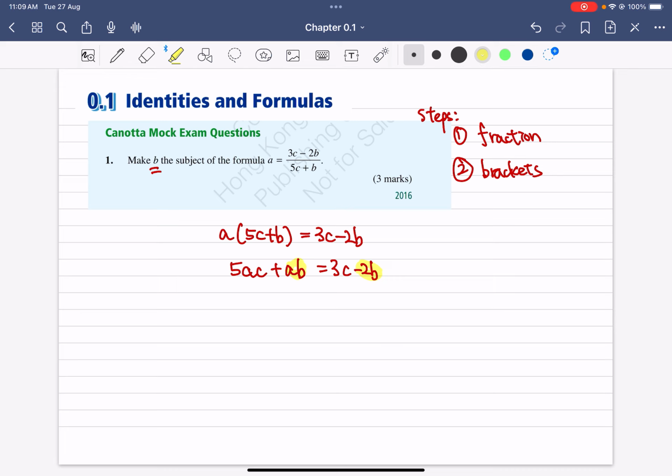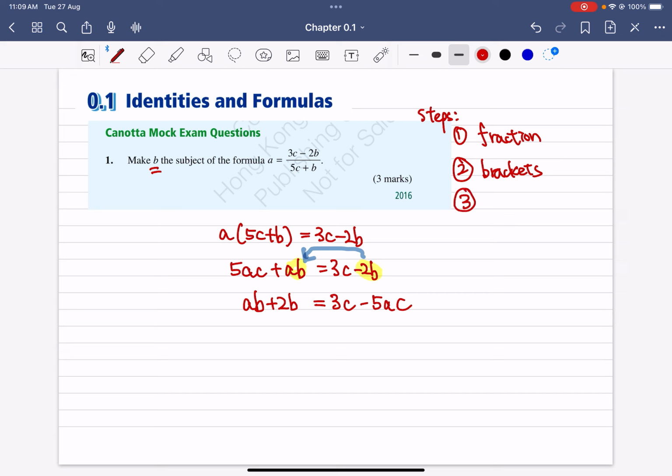So what will I do? I will move this minus 2b to the left hand side and the 5ac to the right hand side. So on the left hand side, you have ab and then plus 2b. And for the right hand side, originally you have 3c and then minus 5ac. So this is the third step.